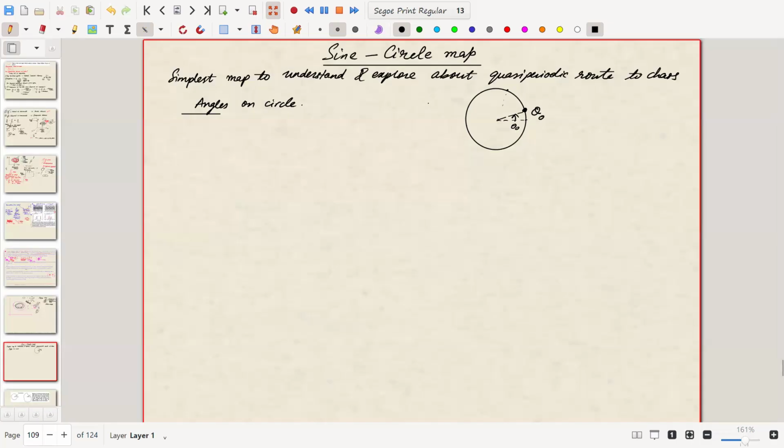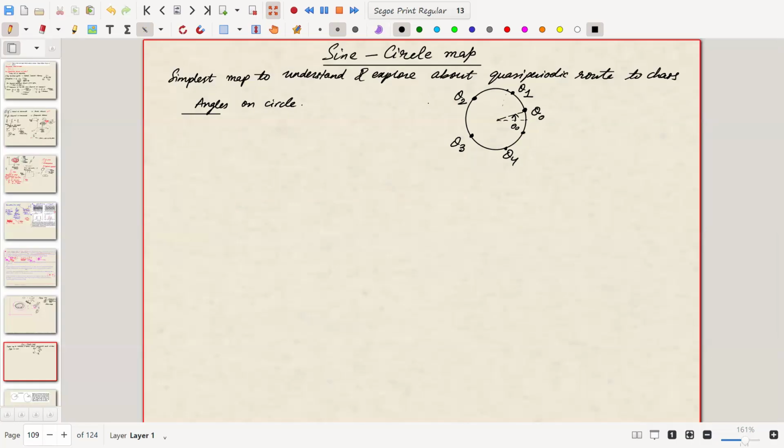You apply the map. You go to the next point, theta 1. Apply the map again. Go to the next, theta 2 and theta 3, and so on. The motion is happening, and you understand how this motion is. That's the aim of this map. It will give us a lot.